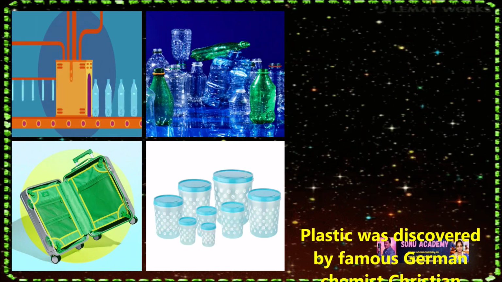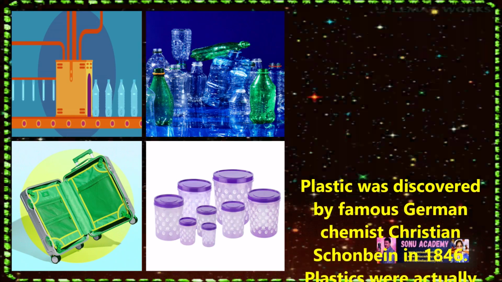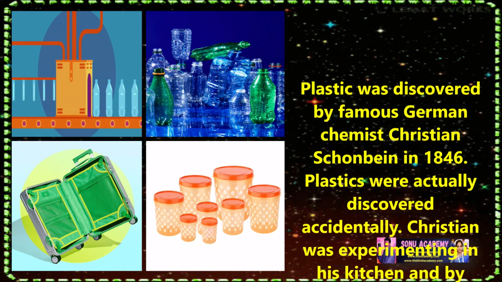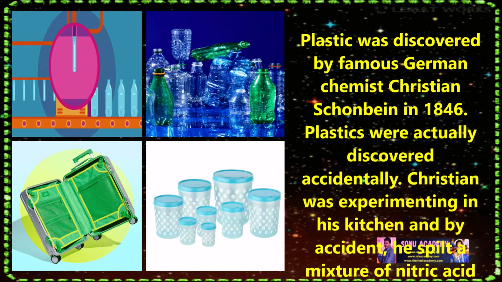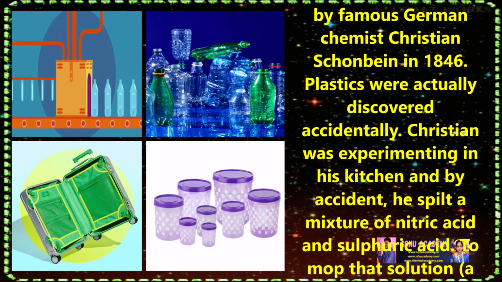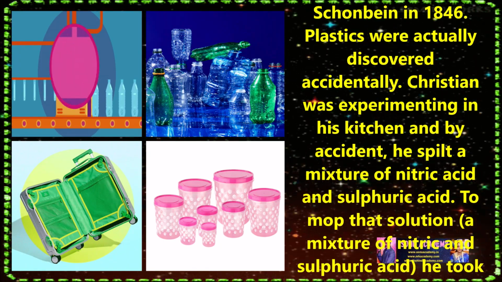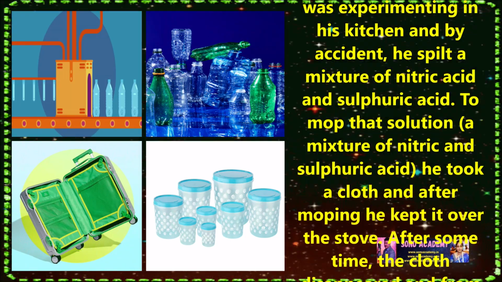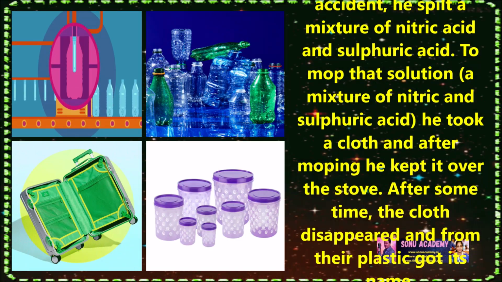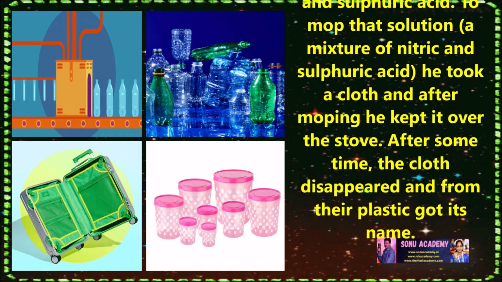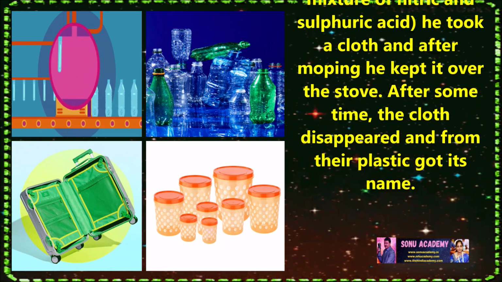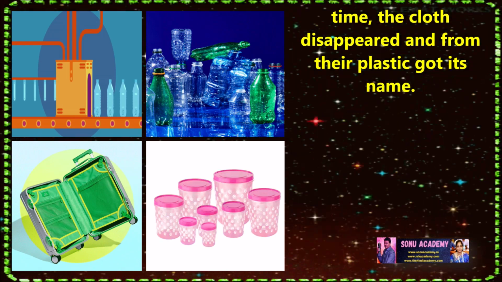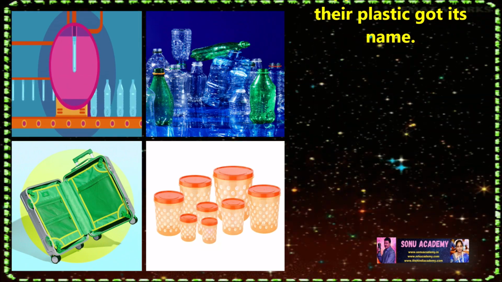Children, plastic was discovered by the famous German chemist Christian Schönbein in 1846. Plastics were actually discovered accidentally. Christian was experimenting in his kitchen and by accident he spilled a mixture of nitric acid and sulfuric acid. To mop up that solution, he took a cloth, and after mopping, he kept it over the stove. After some time, the cloth disappeared, and from there, plastic got its name.